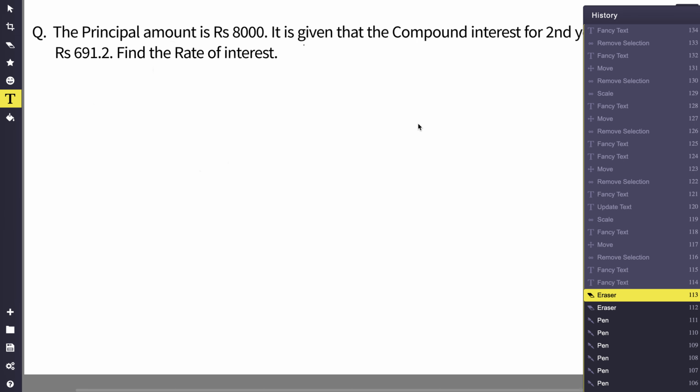Okay, so we'll continue. We know that the formula for compound interest is that amount equals principal into 1 plus r upon 100 to the power n. So if you have actually tried to solve this question, you will know that this formula is useless. So now what will we do? How will we solve this out?